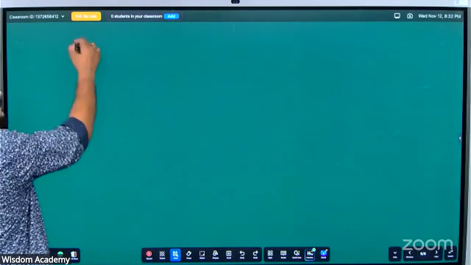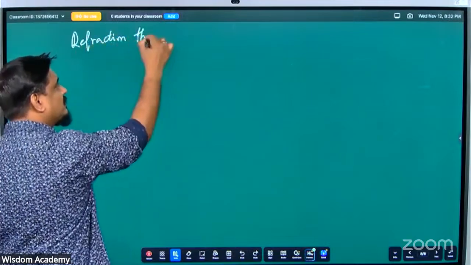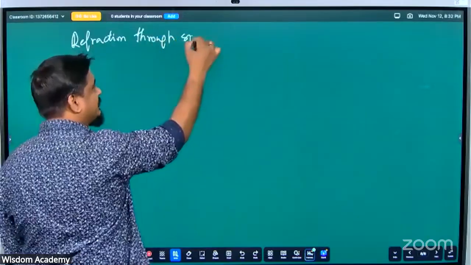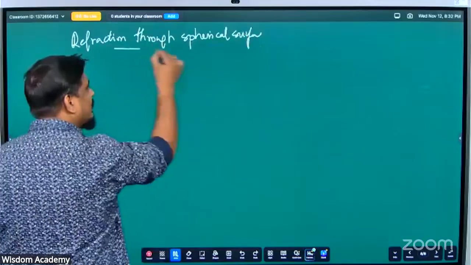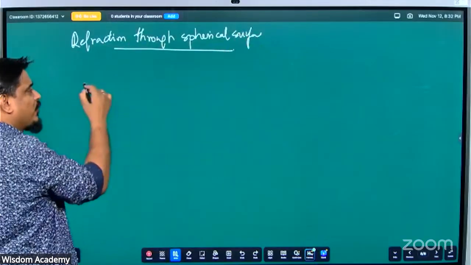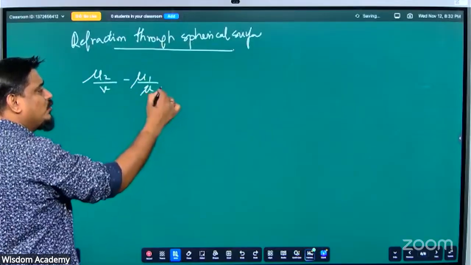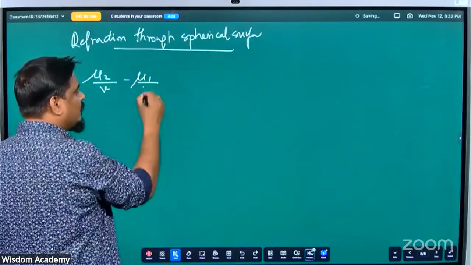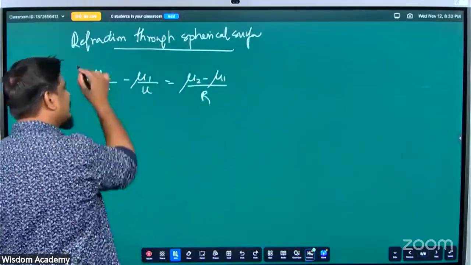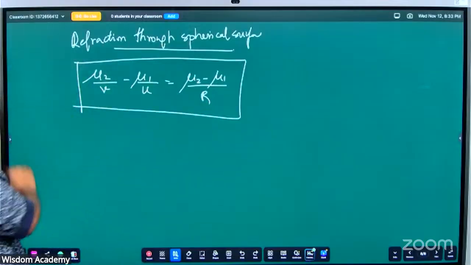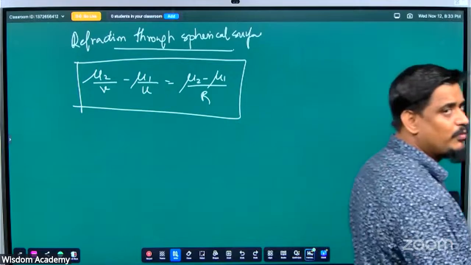Again, important concept. Refraction through spherical surface. And the formula is, again, we have derived in the regular class. The formula is mu2 by V minus mu1 by U is equal to mu2 minus mu1 by R. Remember this? It's a very important formula. Mu2 by V minus mu1 by U is equal to mu2 minus mu1 by R.